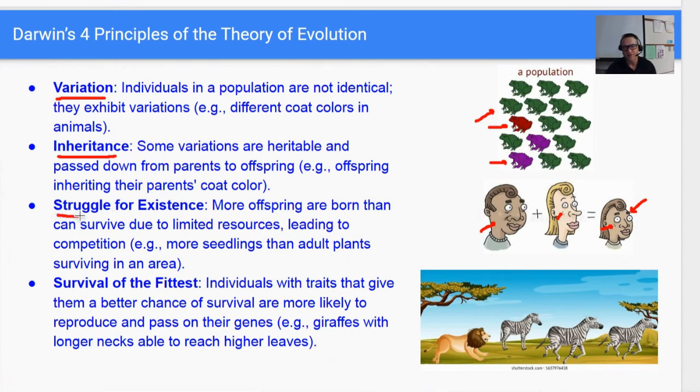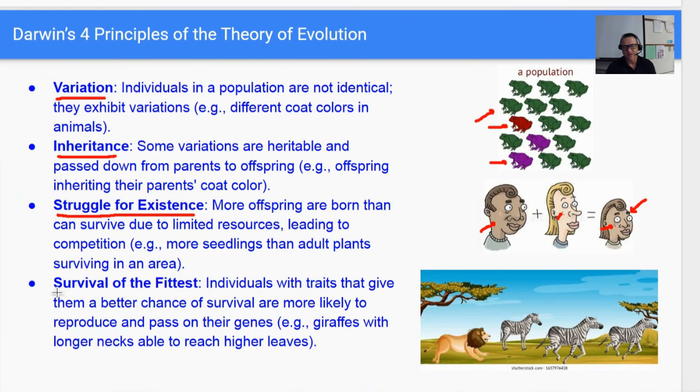Number three, struggle for existence. Way more offspring in the wild are born than can survive. For example, when a sea turtle comes onto the beach and lays her eggs, she'll lay like 1,000 eggs. Out of the 1,000, how many will survive to become an adult sea turtle? The answer is about one or two. 999 or 998 will die. Why? Either they get picked off by predators, maybe they can't find food to eat, maybe they don't make it to the ocean. Who knows? The vast majority of things in the wild do not survive to reach adulthood because it's a struggle to survive in the wild, to find food, and to avoid becoming somebody else's food.